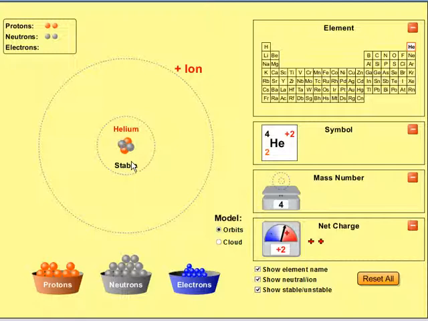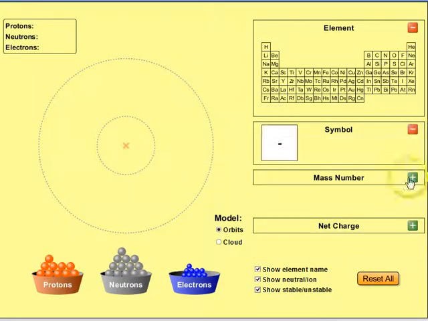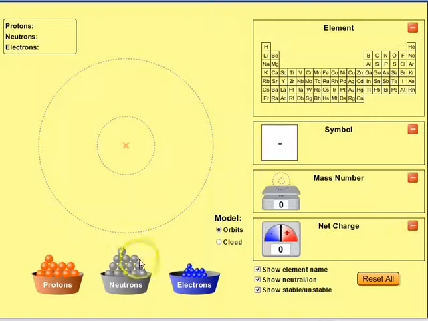You strip off helium of its electrons. Alright? Okay, let's build another atom now. Reset this. Let's build a lithium atom, a lithium atom that has a mass of, say, 6.